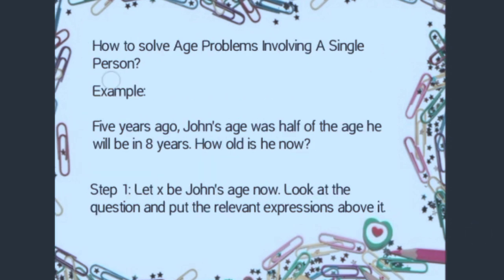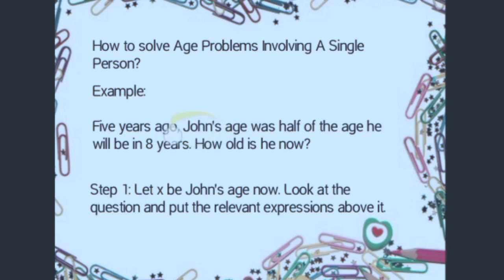So I have here an example. How to solve age problems involving a single person. So my example is, 5 years ago, John's age was half of the age he will be in 80 years. How old is he now? So before that, dapat intindihin muna ang problem. 5 years ago, John's age was half of the age he will be in 80 years. How old is he now?